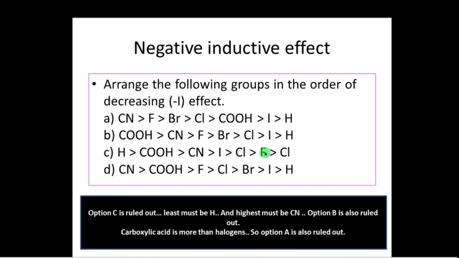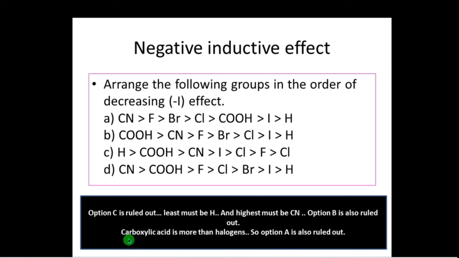So I am repeating that hydrogen is the least one and nitrile, the CN cyano group, is the highest one. Based on that, nitrile is not at the top in option B, and in option C hydrogen is at the top. So based on both things, B and C are ruled out.